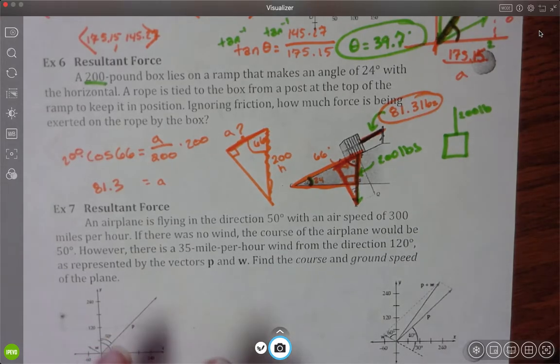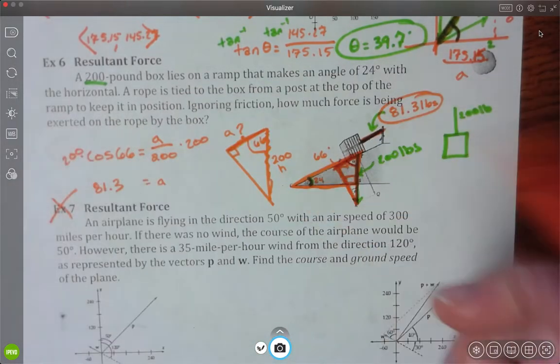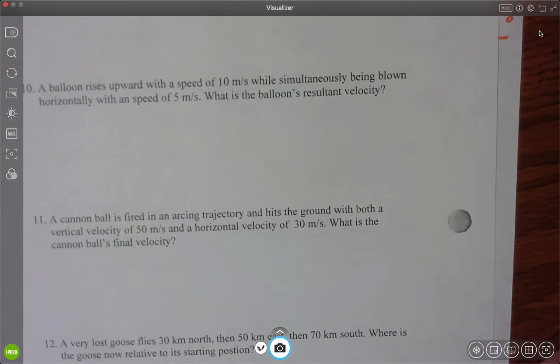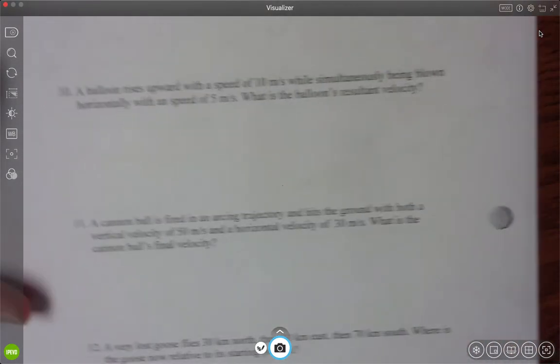Okay. All right. I'm not a big fan of this example 7, so I'm going to go to your homework assignment, and we're going to do one of these together. Let's try doing like number 9.